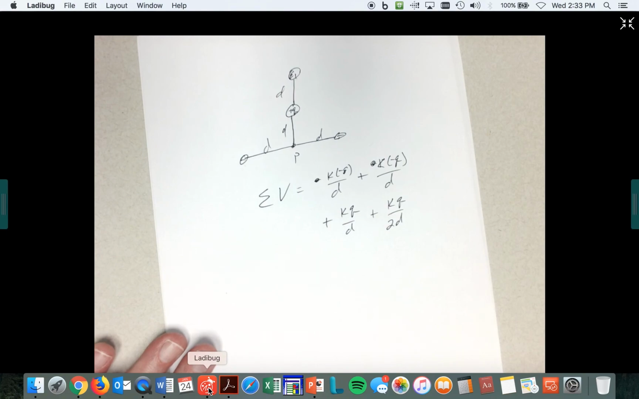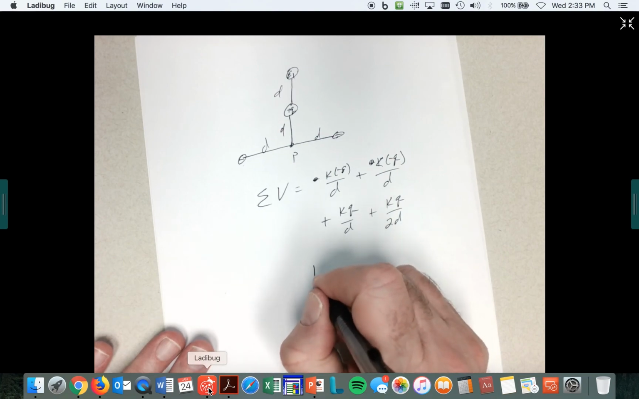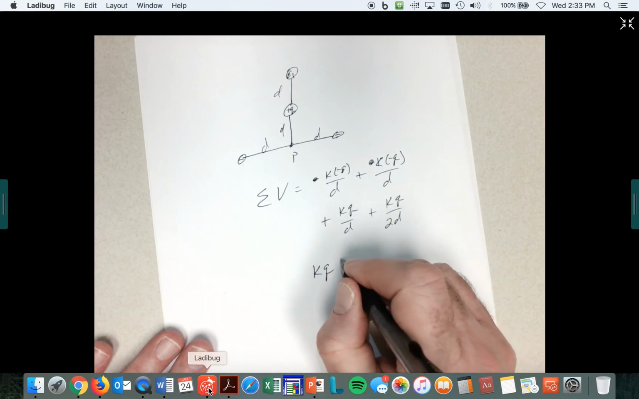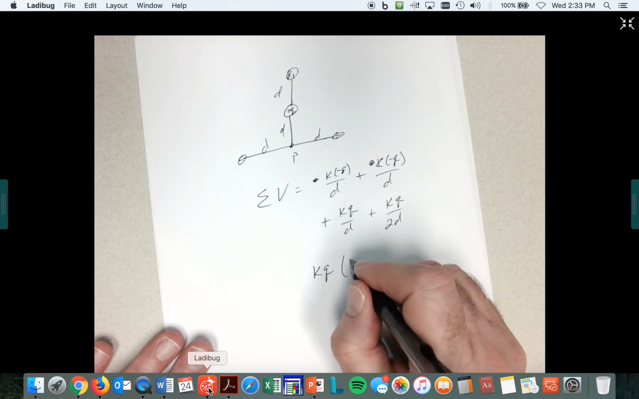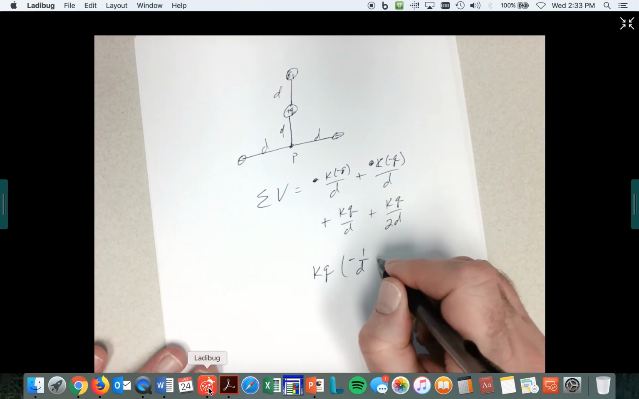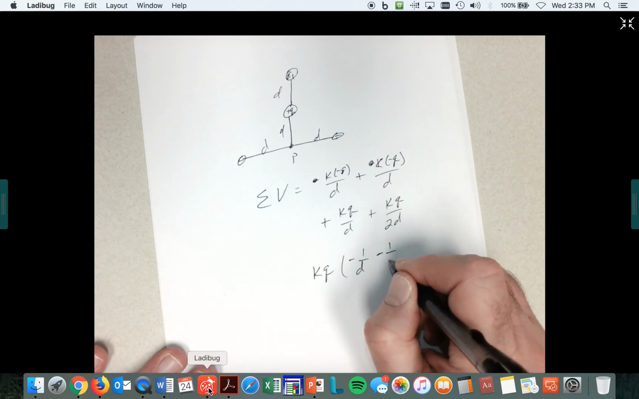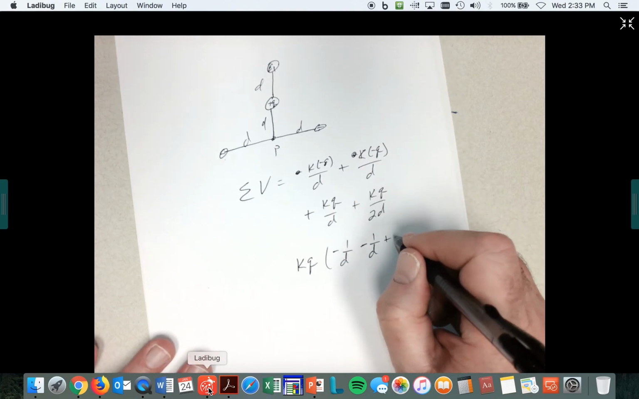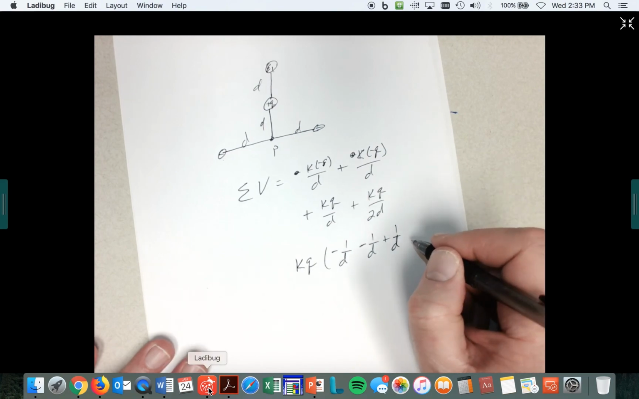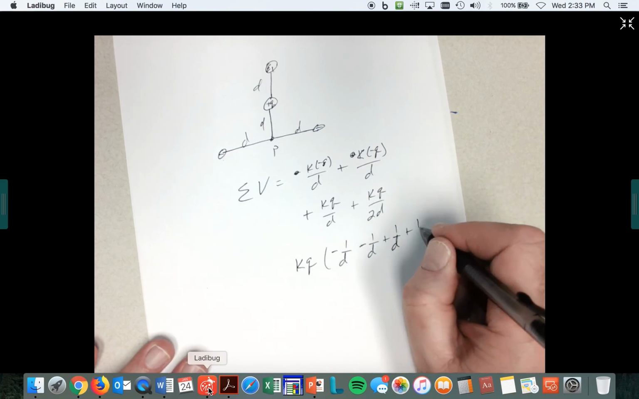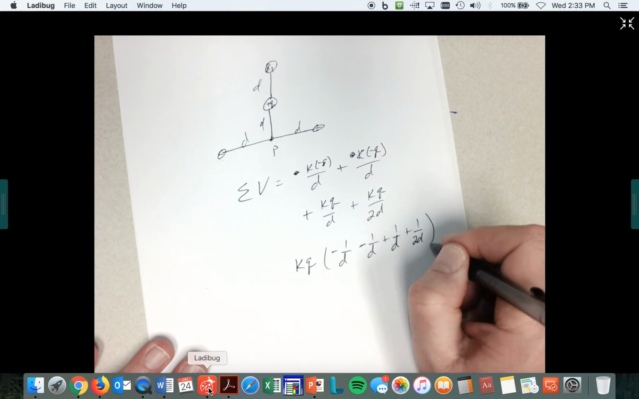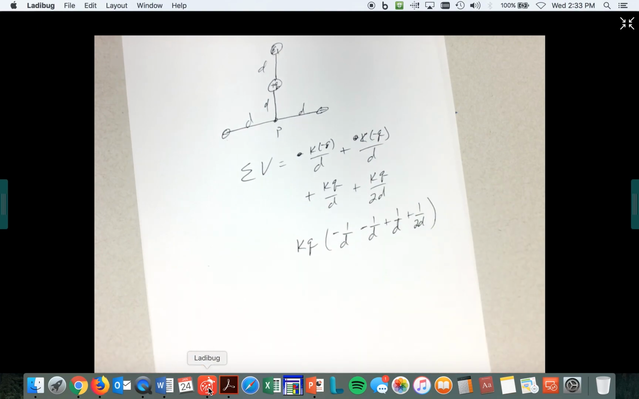First of all, what can I factor out of everything? You got it, KQ. And so I've got minus 1 over D, minus 1 over D, plus 1 over D, plus 1 over 2D. Ain't that hard, people? All right, let's go.